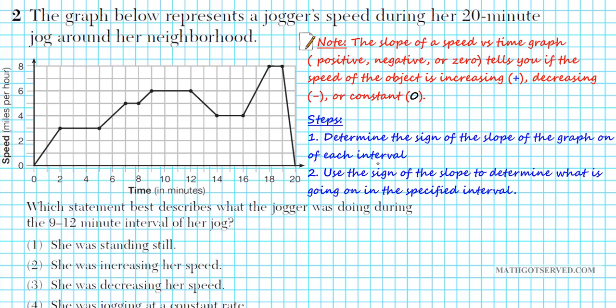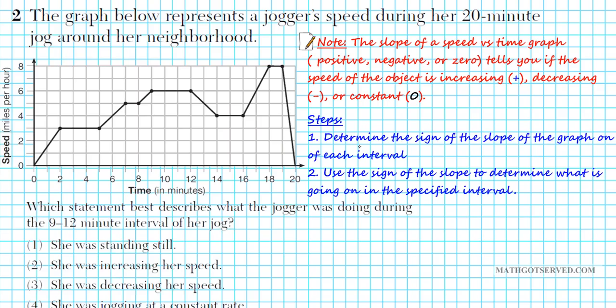Now, one thing you want to note is that the slope of a speed versus time graph, that is what we have here. We have a speed versus time graph, okay? The slope, positive, negative, or 0, 0 means no sign, tells you if the speed of the object is increasing, that's a positive slope, decreasing, negative slope, or the speed is constant. In that case, you have a 0 slope, neither positive nor negative, okay? So all we're looking at in this problem is the sign of the slope of the specified interval, and using that to describe what the jogger is doing, okay?